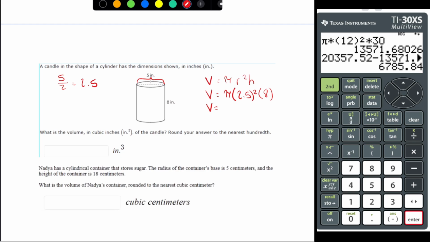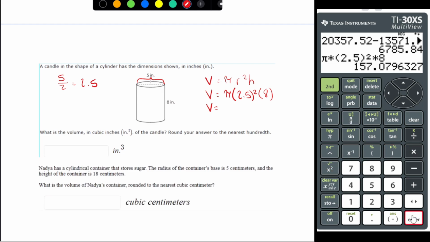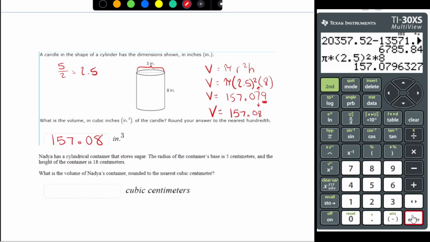And then we type it right into our calculator. Pi times 2.5 squared times 8 is 157.079. We're rounding to the nearest hundredth. So remember, hundredth is 2 spots after the decimal. So this 7 is either going to round up or down based on this 9. 9 makes it rather easy. It's going to round up to 157.08. Cubic inches.